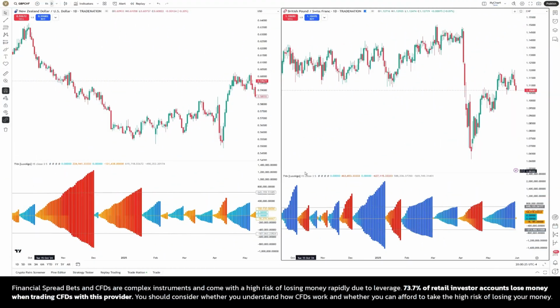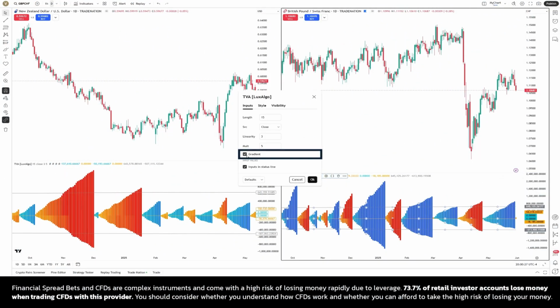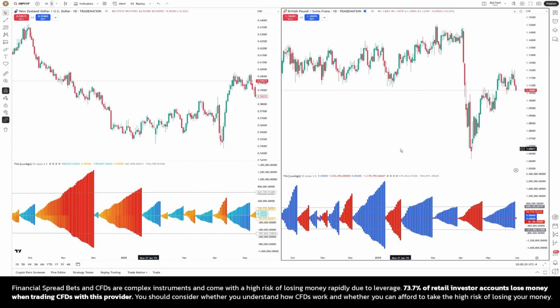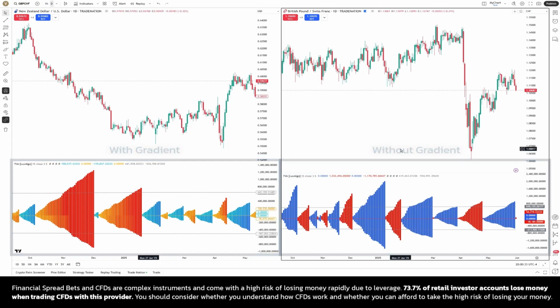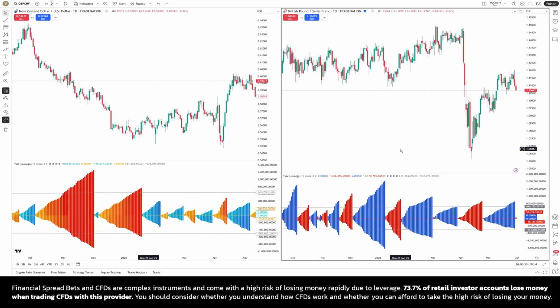One notable feature is the gradient option, which visually emphasizes accumulation strength through varying color intensity. Stronger accumulations appear vividly, providing instant visual confirmation of market conviction, while weaker signals fade in intensity, helping traders swiftly differentiate high-confidence moves from uncertain ones.